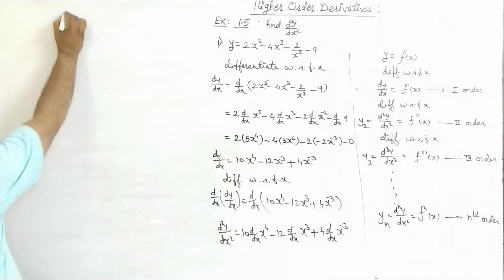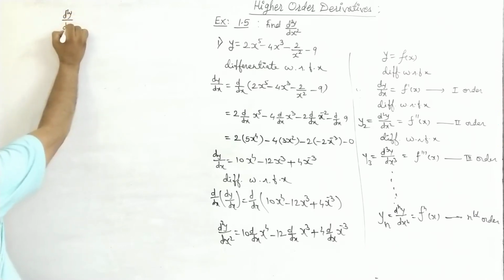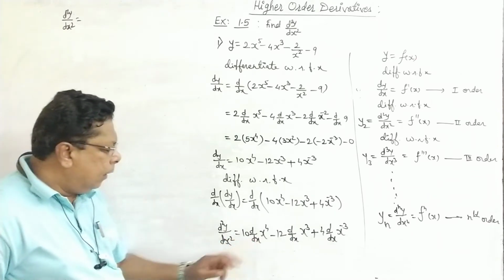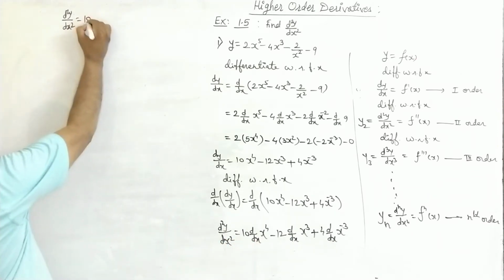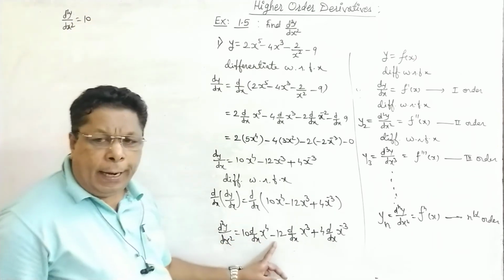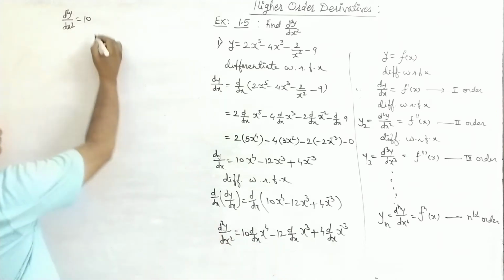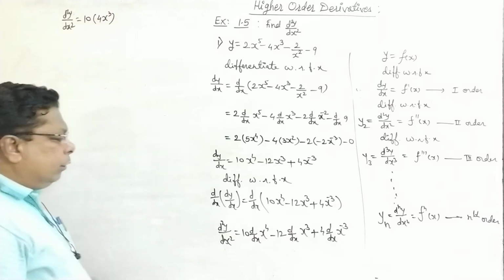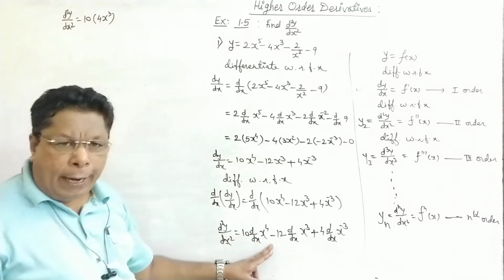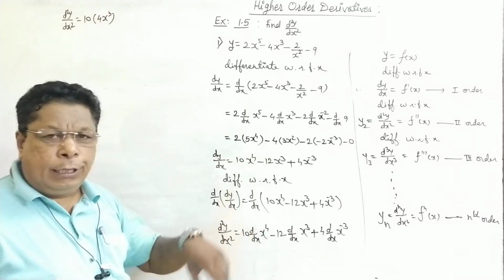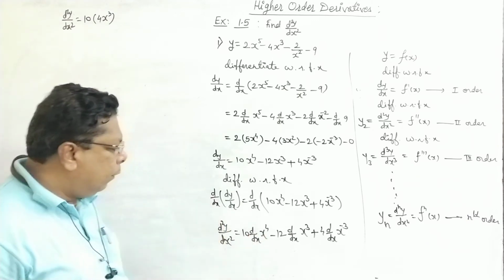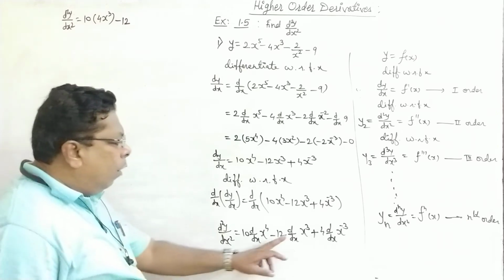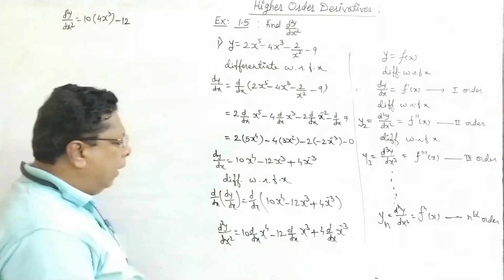D square y by dx square. Derivative of dy by dx is d square y by dx square. 10. Now here derivative of x raised to 4 is 4x raised to 3, because derivative of x raised to n is equal to n x raised to n minus 1. n equal to 4 here. Minus 12 derivative of x cube by using the same formula.